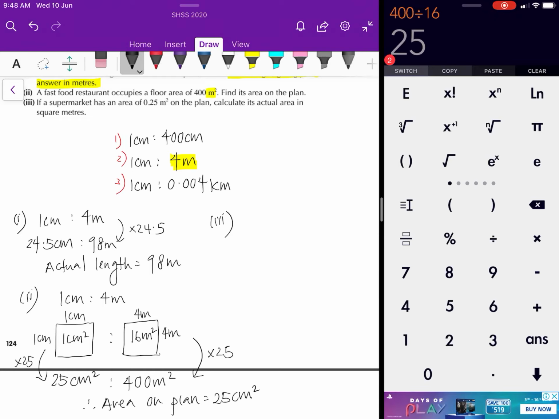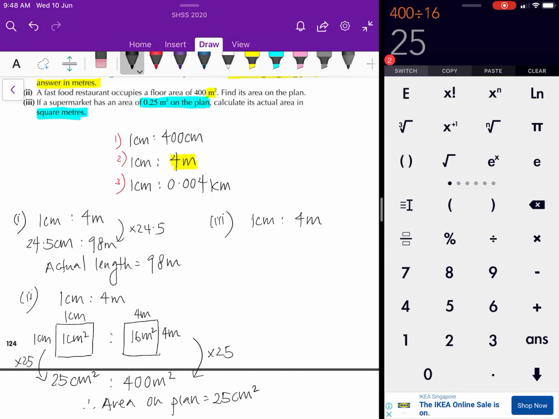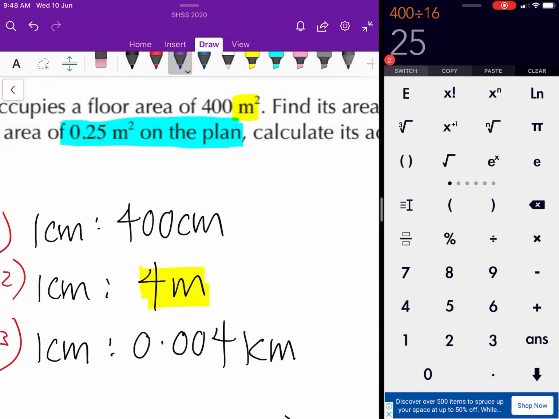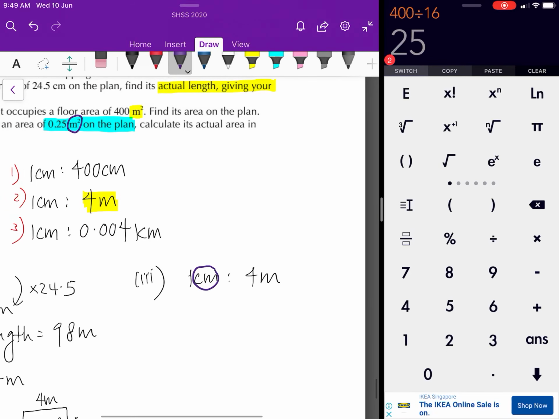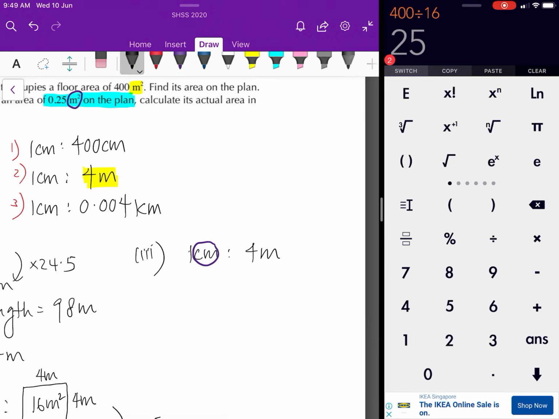Now let's take a look at part 3. If a supermarket has an area of 0.25 meters square on the plan, calculate its actual area in square meters. Again, I will use number 2. 1 cm is to 4 meters. But if you realize this unit is different from this unit, it's on the plan, so it's on the left side. This is cm and that one is meters square. So what we do is we change our scale. Don't change the question, change our scale from 1 cm to meters. So 0.01 meters is to 4 meters. So both are in meters now.